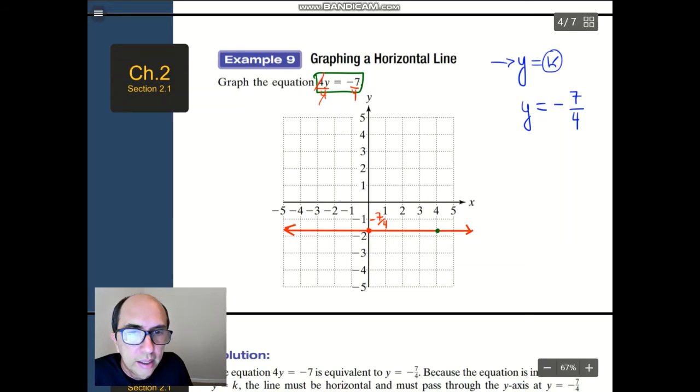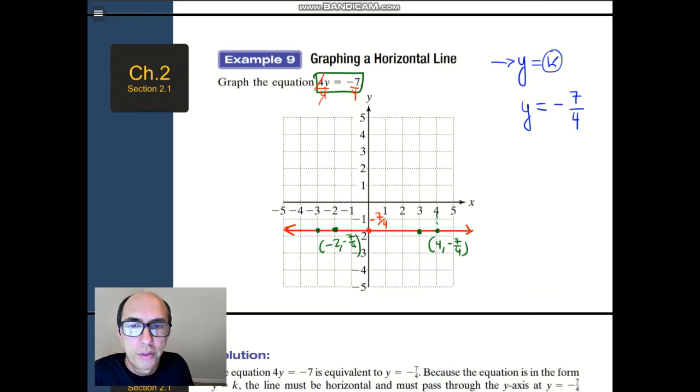Now the horizontal line. All the points located on this horizontal line are going to have the same y coordinates. And let's see here. Here x is equal to 4 and y is equal to -7/4. And let's say this other point here is -2, where x is -2 and y is -7/4. Okay, so this is a characteristic of the horizontal line. It's going to have all the points that belong to the line with the same y coordinates.